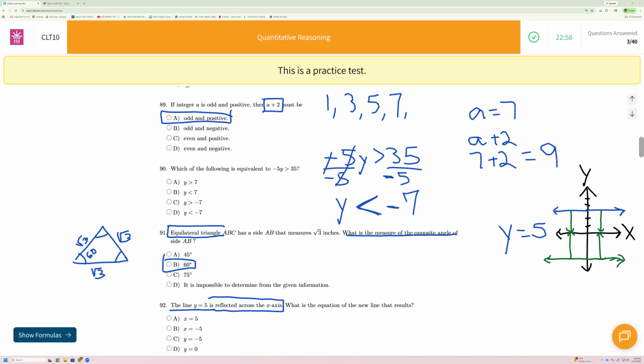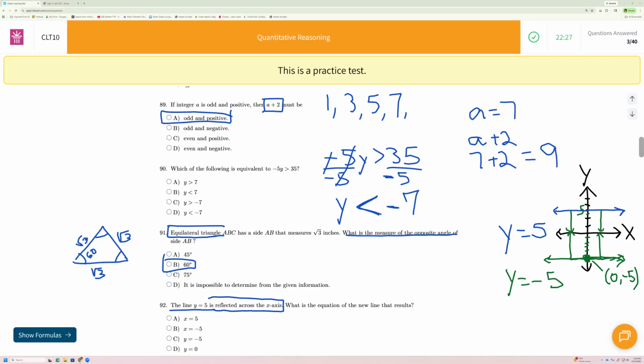And obviously, if it's the same distance, it's also going to be 1, 2, 3, 4, 5. Well, you know this is 5, so this is negative 5. This point right here is negative 5 for y. So 0 for x, negative 5 for y. And my equation is y equals negative 5 when it is reflected.